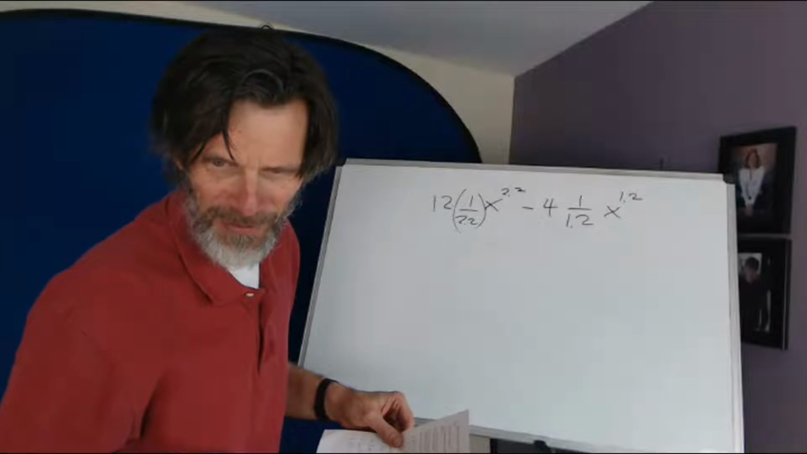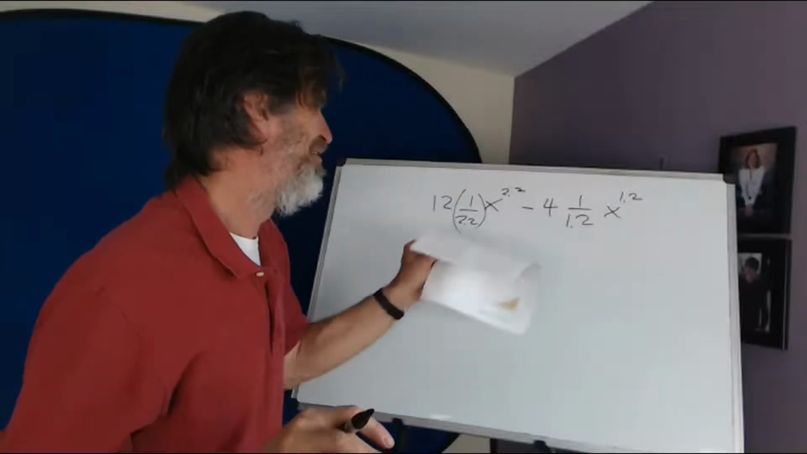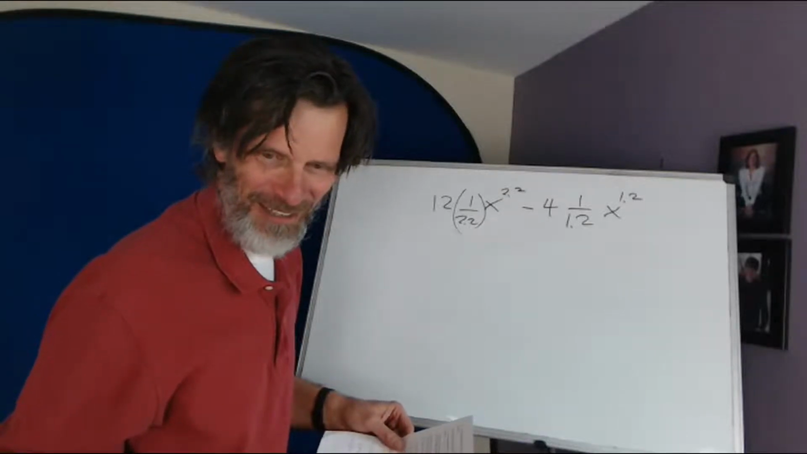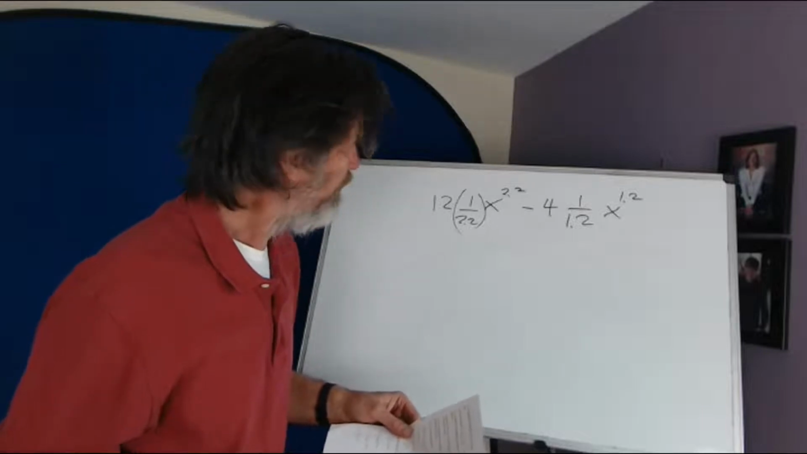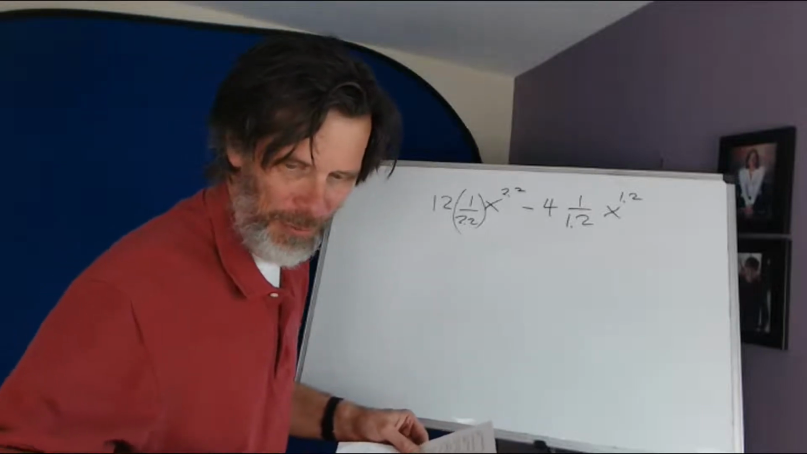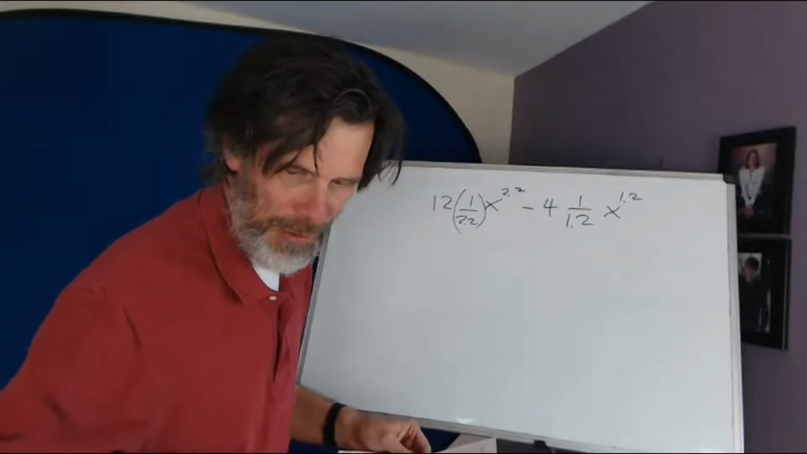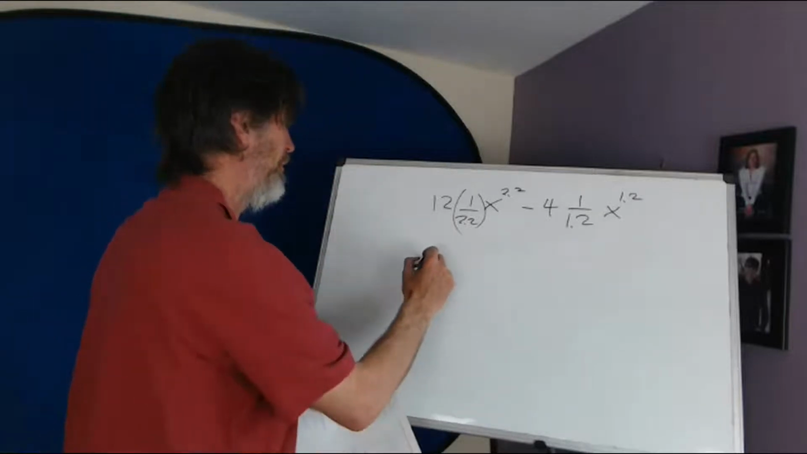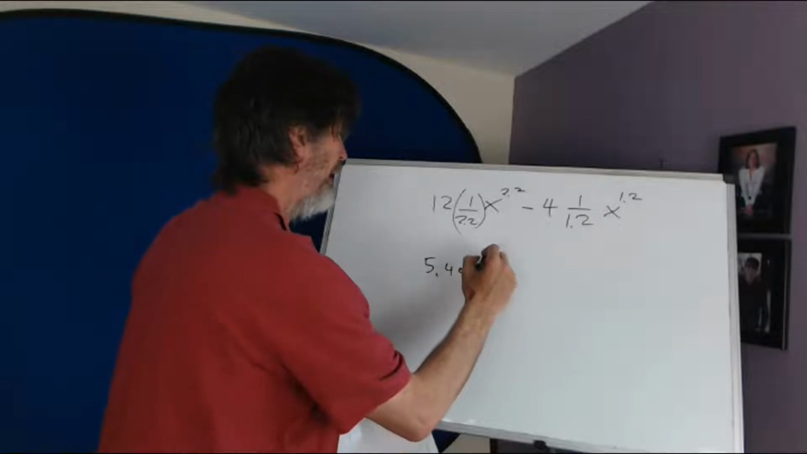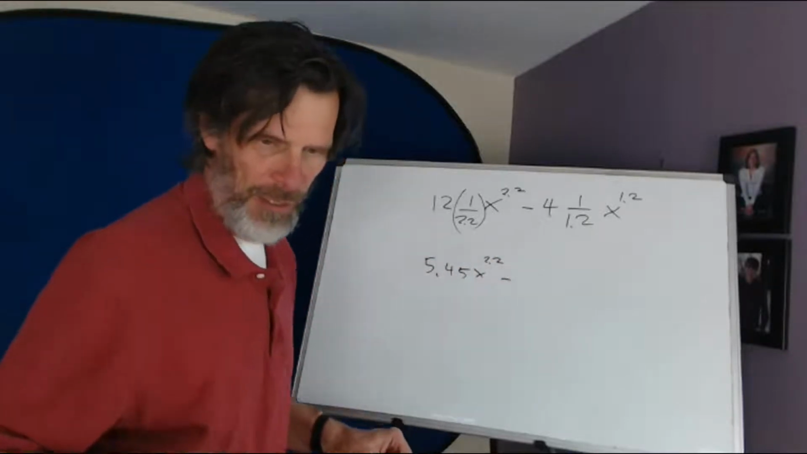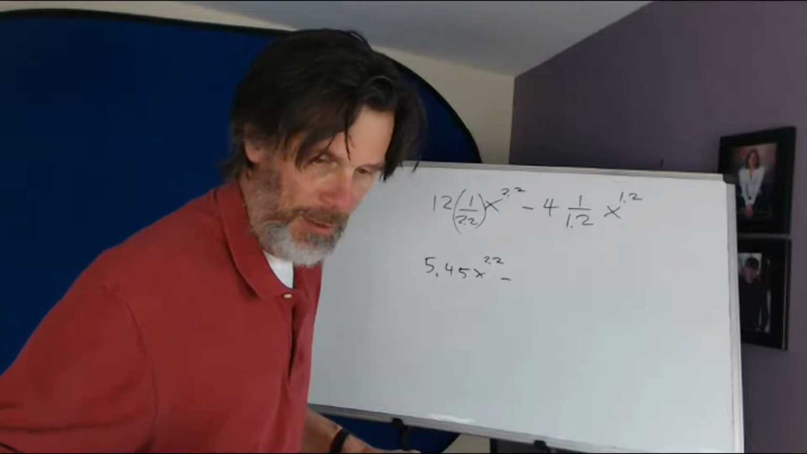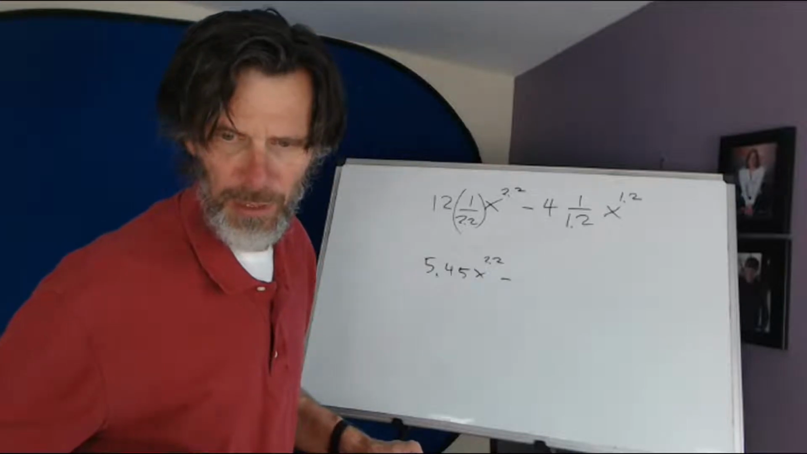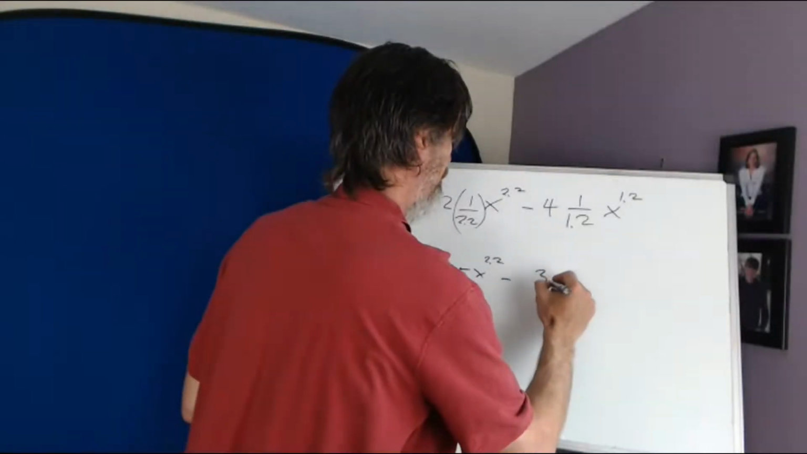Well, you got a different number for the top? Oh no. Well, whatever the answer key has on that one, I'm gonna go with that. And if we need to straighten it out later, we can straighten it out later. So 12 divided by 2.2 is 5.45. x to the 2.2 minus 4 divided by 1.2 is 3.33.